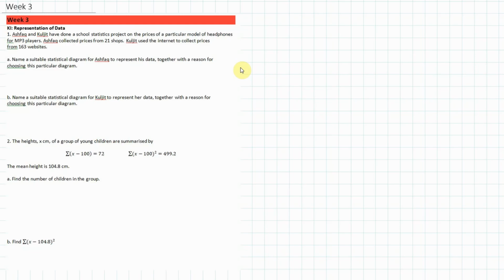So for the first chap, now we've got to think of a suitable statistical diagram. I think the key detail is the first guy's done 21 prices and the second one's done 163. So probably what they're getting at is that some diagrams are more appropriate when you've got a small amount of data and others are not. The first person has done 21, so you could use a stem and leaf for this.